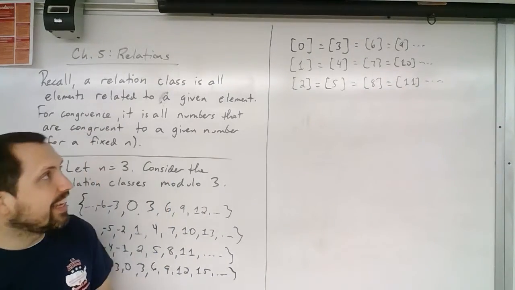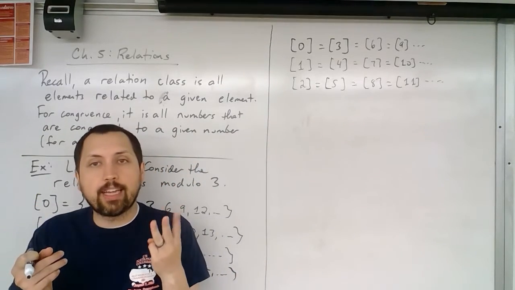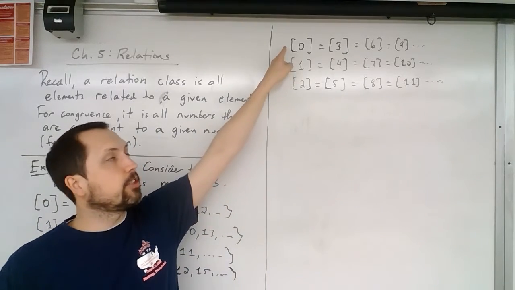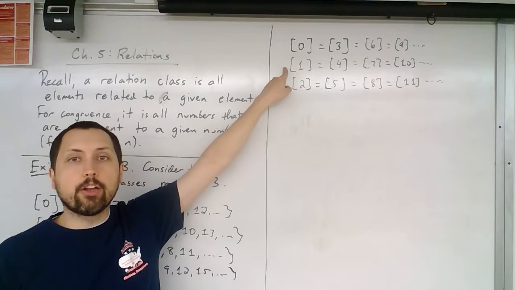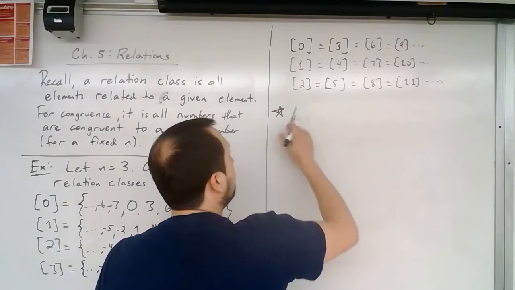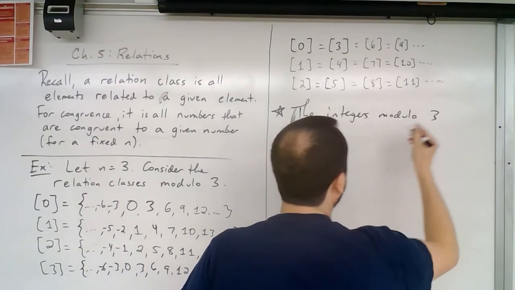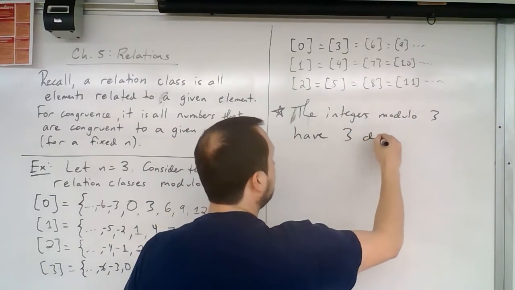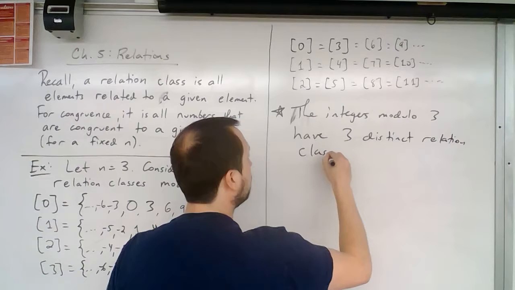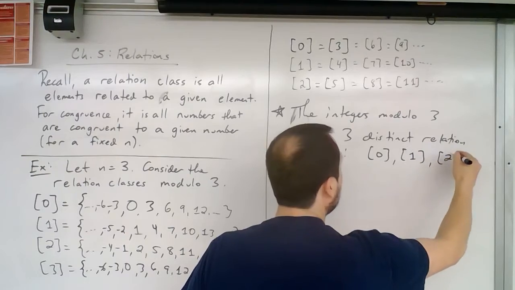So what we now see is that all of our relation classes are going to fall within these 3 categories, right? If I give you any integer, the relation class is going to be the same as the relation class of 0, the relation class of 1, or the relation class of 2. So we see the integers modulo 3 have 3 distinct relation classes. And these 3 distinct relation classes, I'm just going to call these 0, 1, and 2.